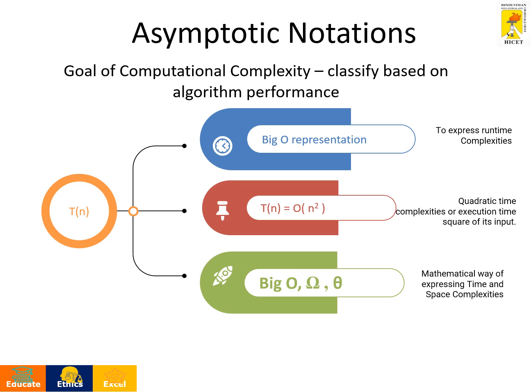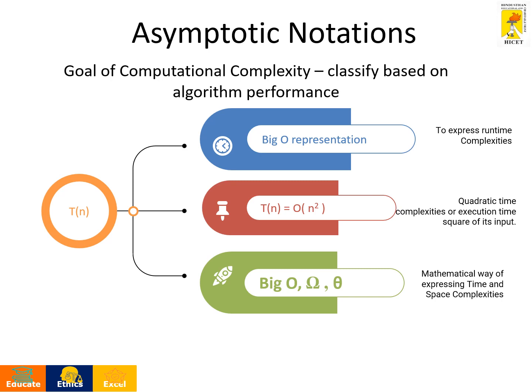So, what are asymptotic notations? The goal of computational complexity is to classify algorithms based on their performance. The time function, as we discussed in the earlier slide, is represented as T of n. The T of n time function is represented using big O notation to express the runtime complexity of algorithms. So T of n is equal to O of n square says that an algorithm has quadratic time complexity.